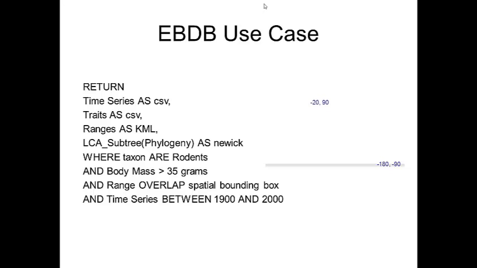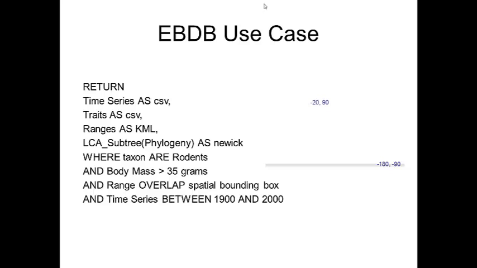Somebody wants to return time series as a CSV file. They will want to return a set of traits, organism traits as a CSV file. Perhaps they want ranges in KML format. And they want that information for all the species that are the least common ancestor. LCA is standing for least common ancestor of a certain organism within the phylogeny.